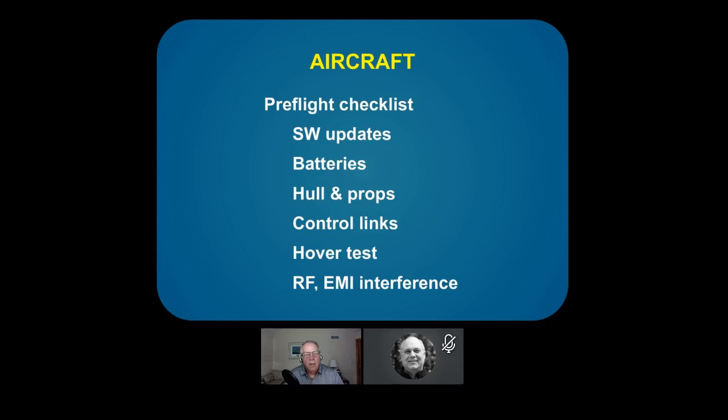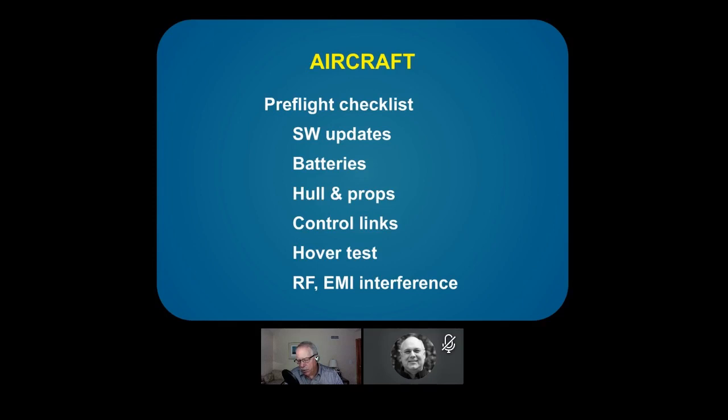In terms of aircraft, a pre-flight checklist is something that we as manned aircraft pilots use constantly. We'd recommend that COA and 107 pilots do the same as well. The idea there is not only to make sure the aircraft is airworthy and safe to fly, but there are software updates. You have to charge batteries. You need to look if there's any cracks in the hull or dings in the props. You want to check control links.